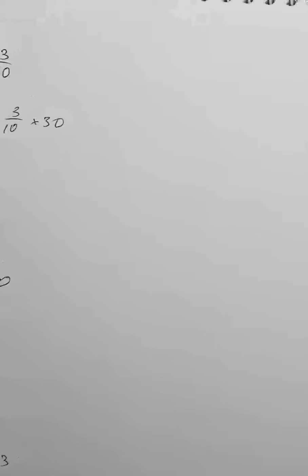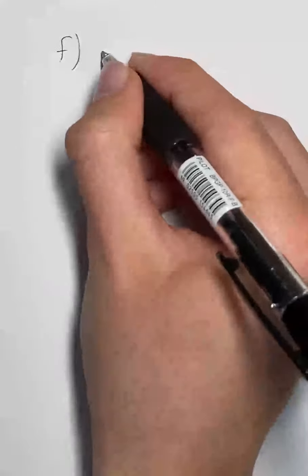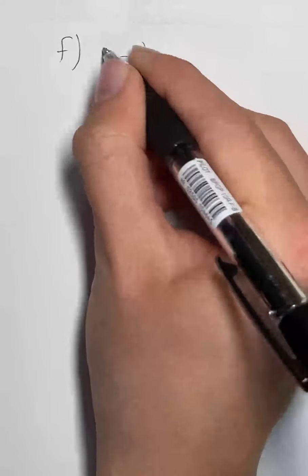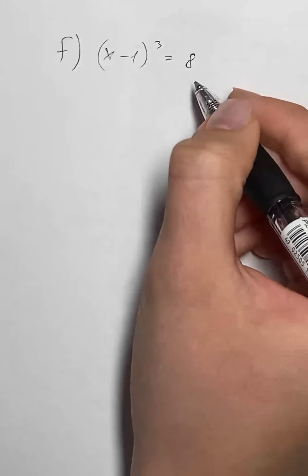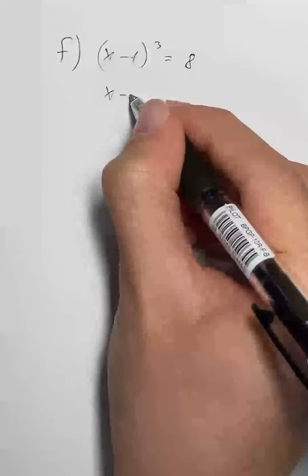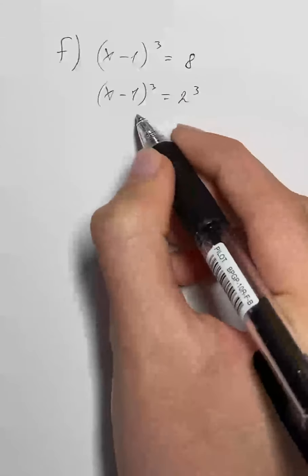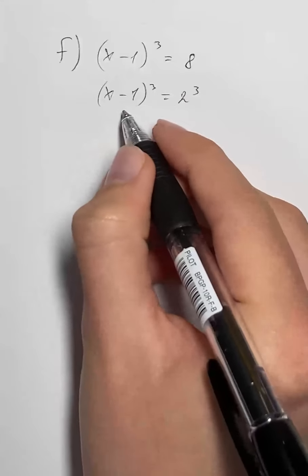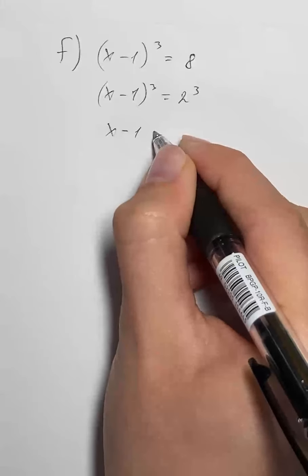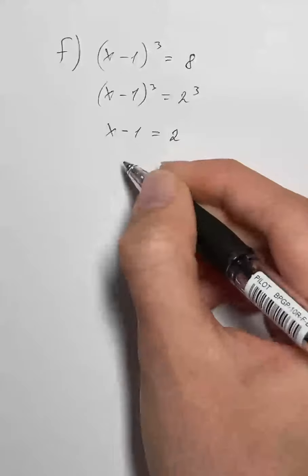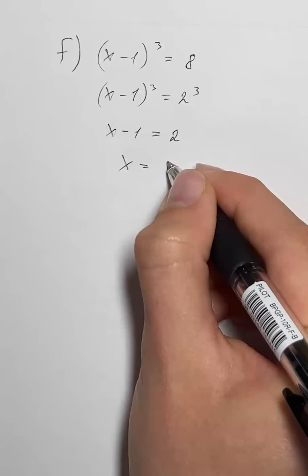And the last equation is (x minus 1) cubed equals 8. So we rewrite 8 as 2 cubed, and now we take the cube root of both sides and we get x minus 1 equals 2, and now we just add 1 to both sides and we get that x equals 3.